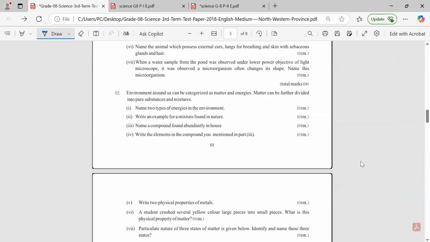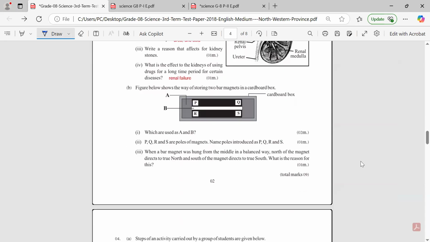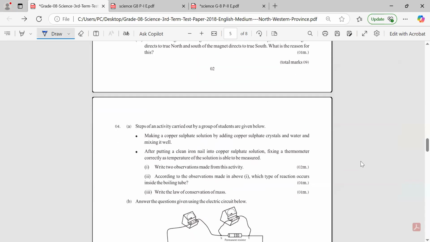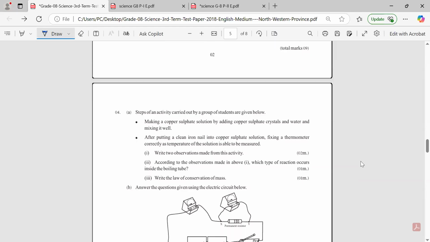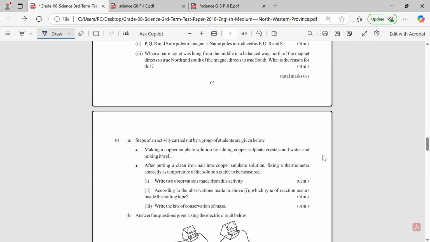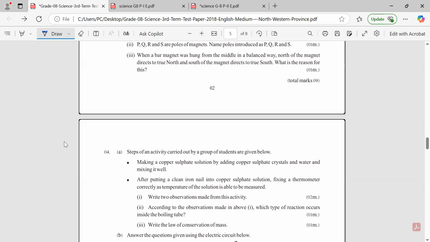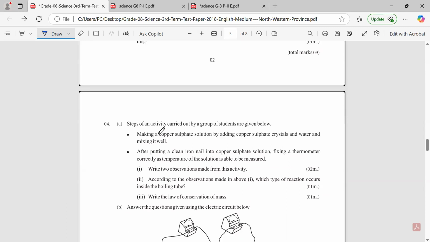Okay, next, this is an important part which I wanted to discuss with you all. 4A. This is your chemistry. Okay, go ahead with this, Puta. I'll give you all just 5 minutes, right? And then I will discuss this question with you all.